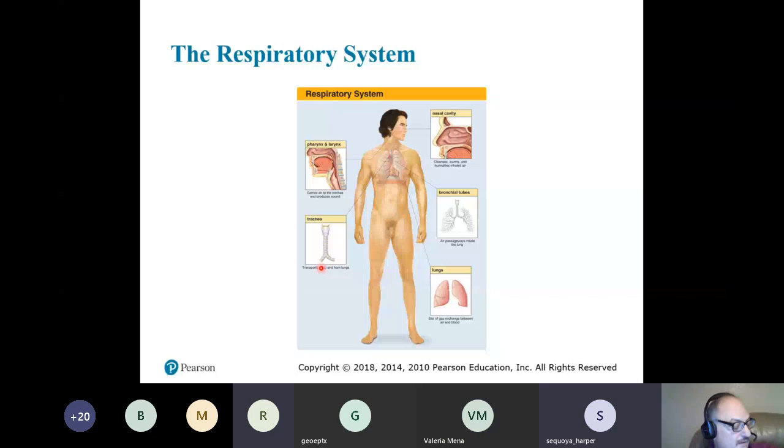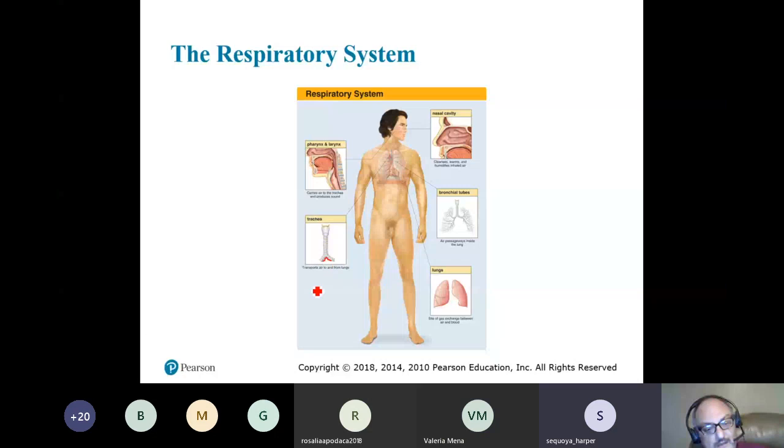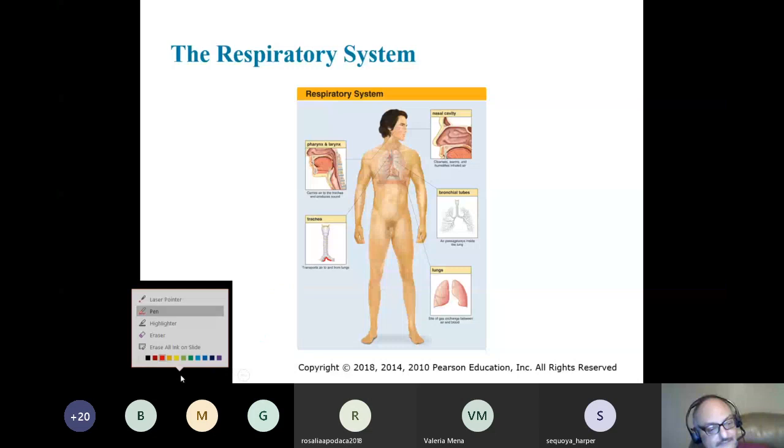The bronchial tubes? Well, no, we're not there yet. This area here is called the carina. Let me change this to that. So this area right here, that's called the carina. C-A-R-I-N-A. Carina. Okay.